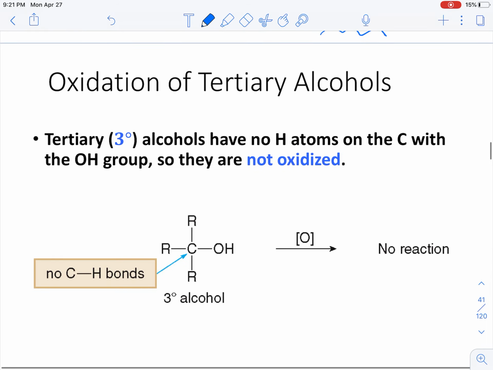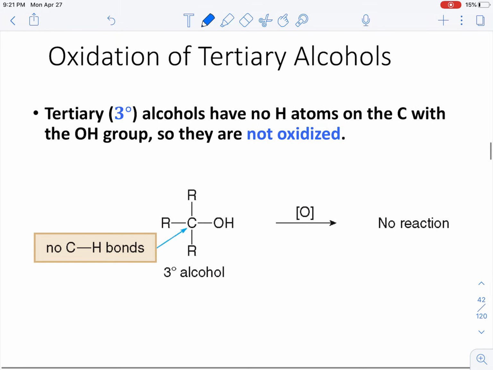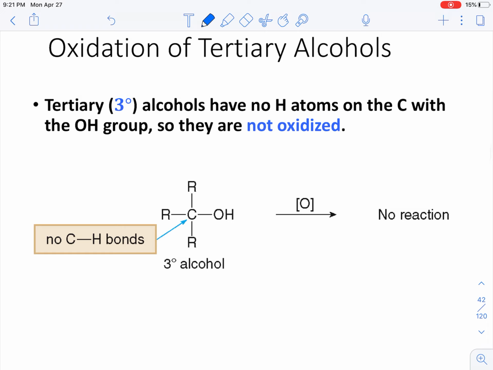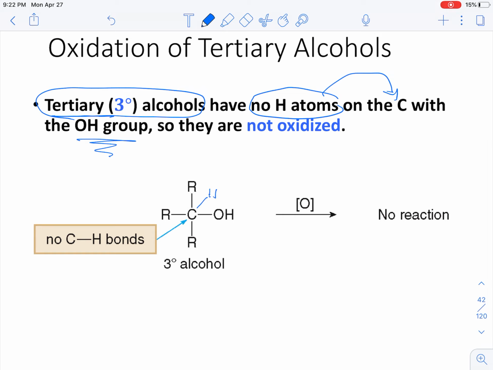And so the last thing that I want to discuss is oxidation of tertiary alcohols. So if we have a tertiary alcohol, because there's no hydrogen atoms on the carbon that contains the OH group, that means that no oxidation reaction can occur. So you have to have a hydrogen on the carbon that contains the hydroxyl group.